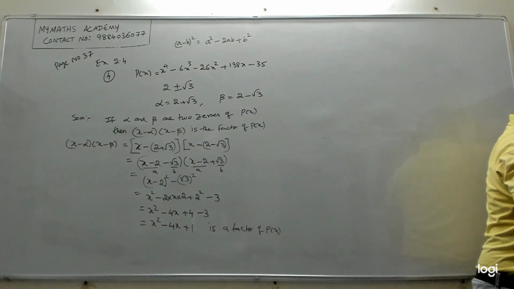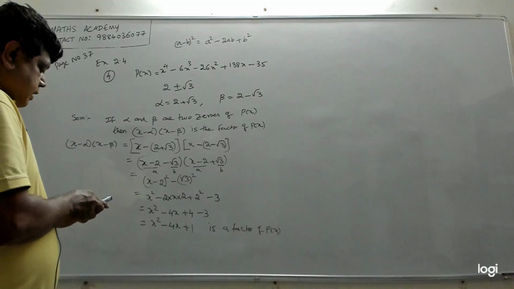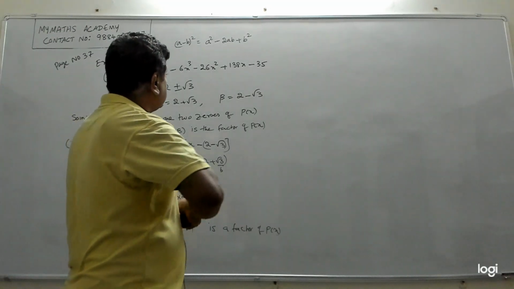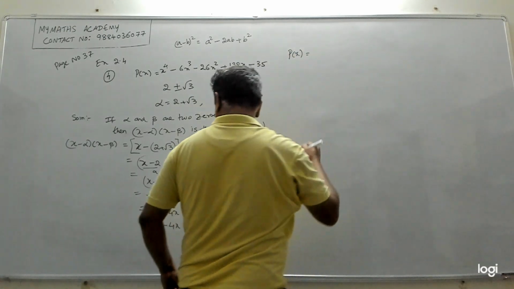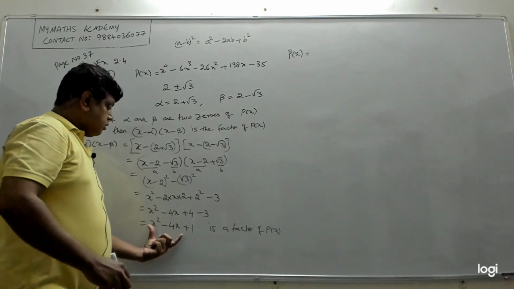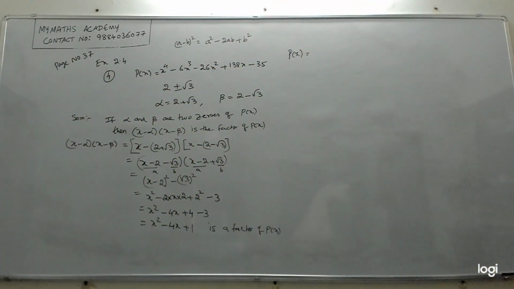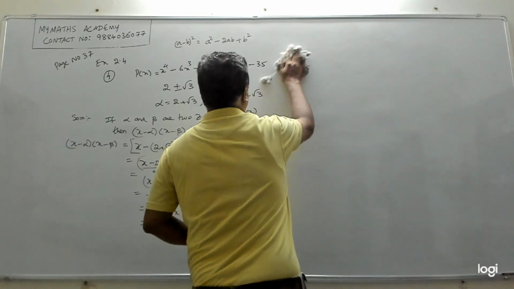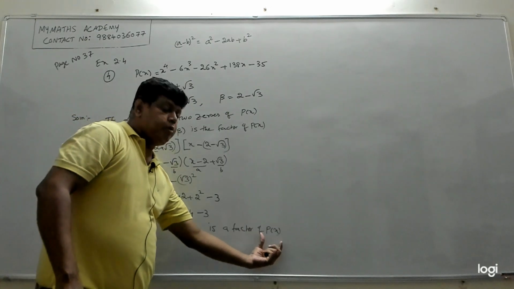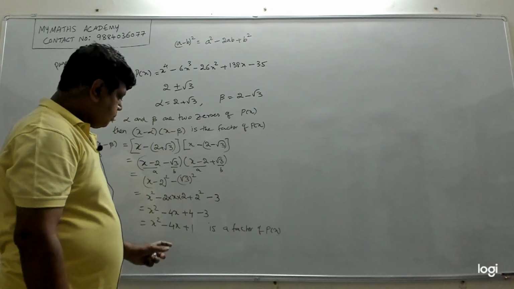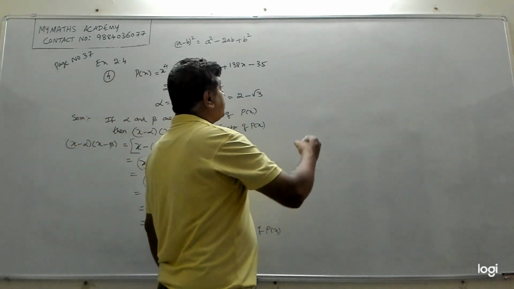So now we will write the polynomial p of x. This is a factor of p of x, which means this polynomial will divide p of x exactly. Because x square minus 4x plus 1 is a factor, it will divide p of x exactly. So we will divide.